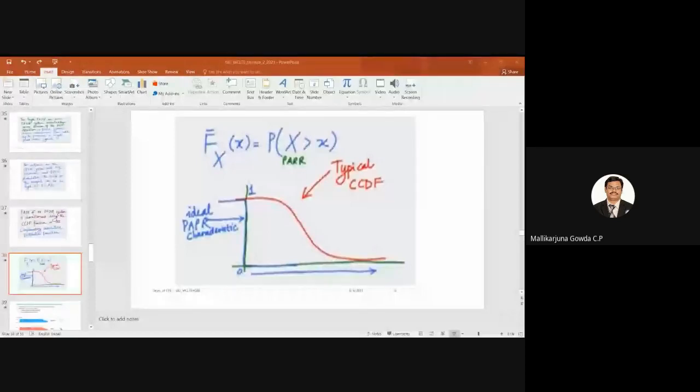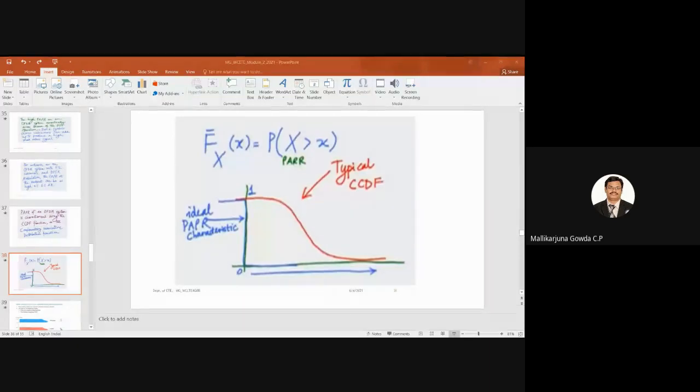So x-axis will be the value of peak to average power ratio. And this is the function that we write. We use this complementary cumulative distribution function when the probability of the random variable x is greater than its sample value. So this is what the PAPR is, and this is the typical complementary cumulative distribution function curve.